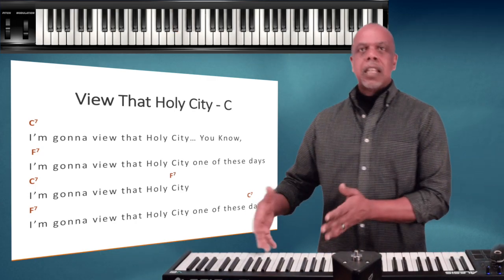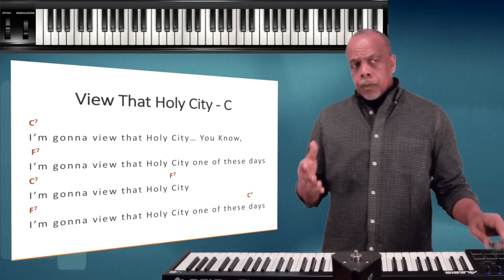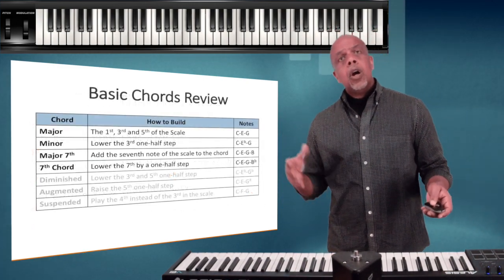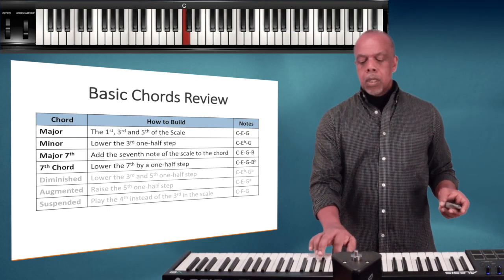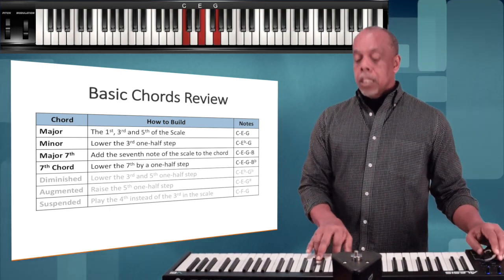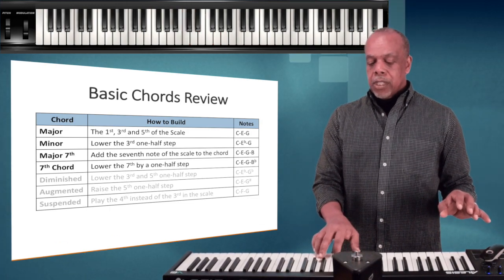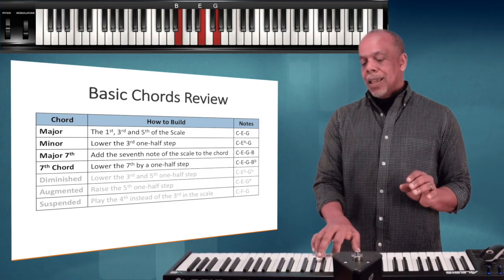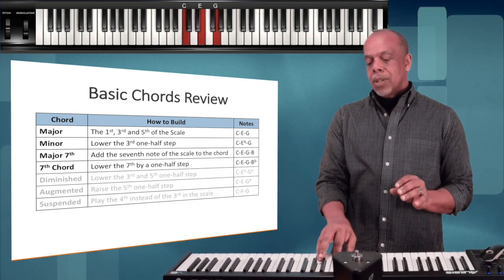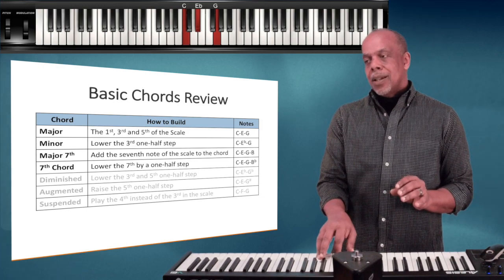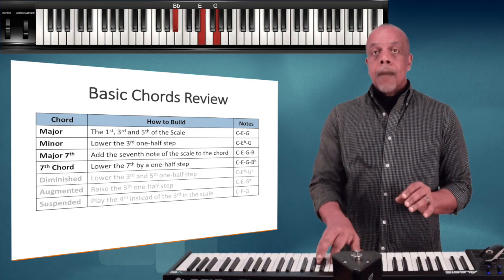And runs and things like that, a lot of that's built on that seventh as well. But so there you have it. We went through basically 4 basic types of chords: a major chord, then a minor, a major seventh, and a seventh. Major, minor, major seventh, and seventh.